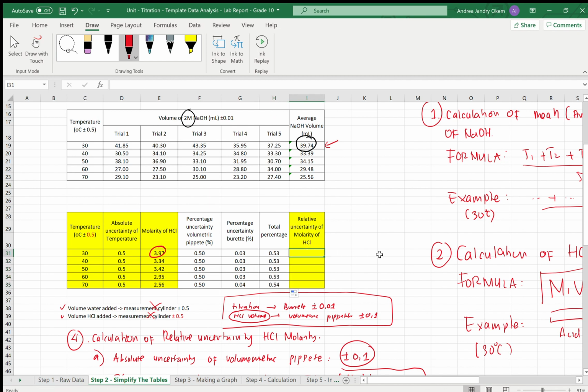Okay, the last one, if you want to find the relative uncertainty of molarity, you click equals, open the bracket, go to the total percentage. Remember, because this is a percentage, you have to multiply it by the molarity of hydrochloric acid, this one, close the bracket and divide by 100. Enter, you get 0.02, and then you just drag it and you get 0.02 and 0.01. So that's the calculation of the relative uncertainty of hydrochloric acid molarity.